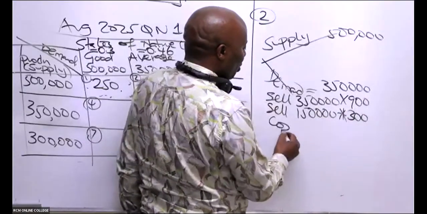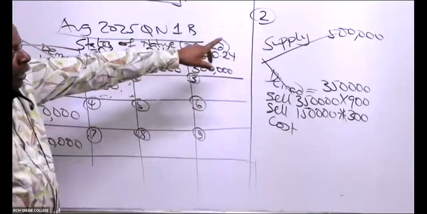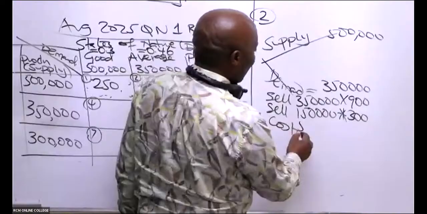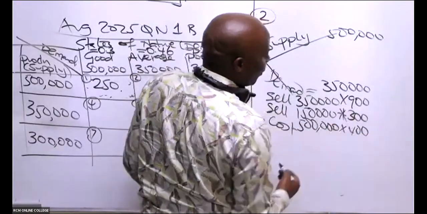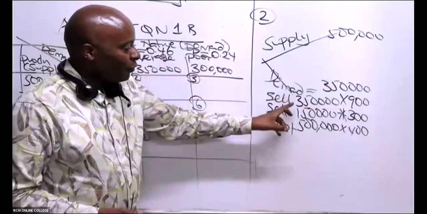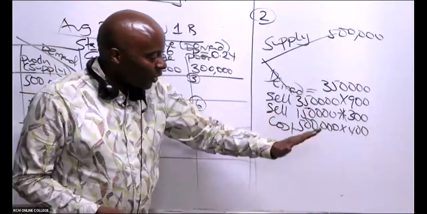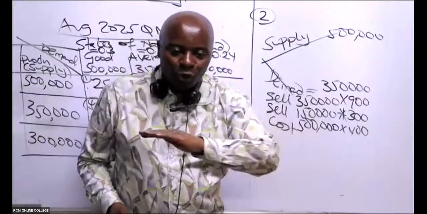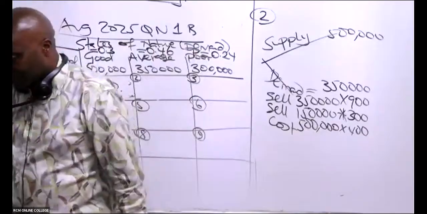And then cost of production. Cost of production will always be pegged on supply. So supply 500,000 times what here, somebody? So then to get profit, it's revenue minus cost. Revenue, 350,000 times 900 plus 150,000 times 300 minus the cost there. Whatever answer you get, you divide by 1,000,000 because our figures are in shillings millions.